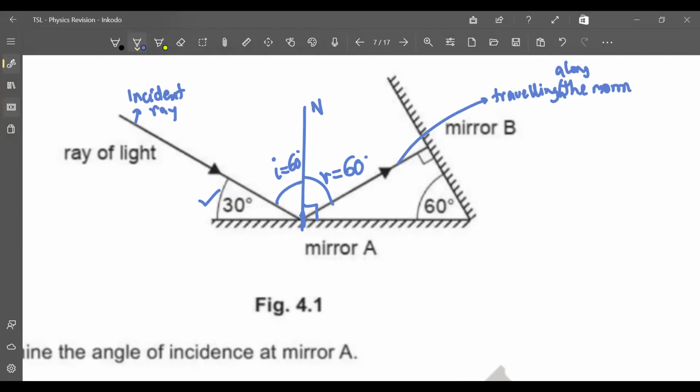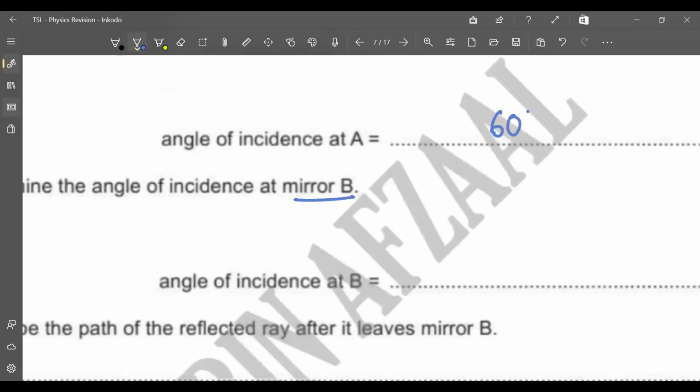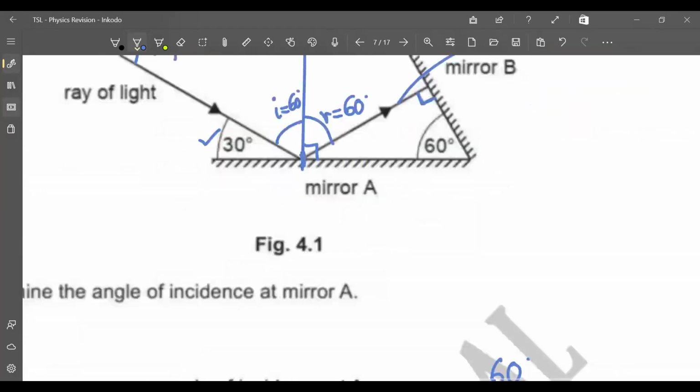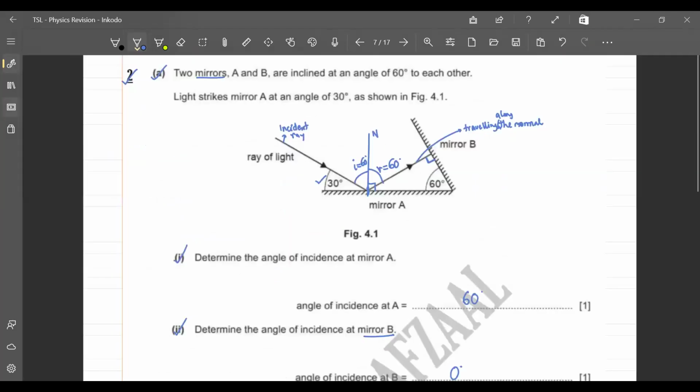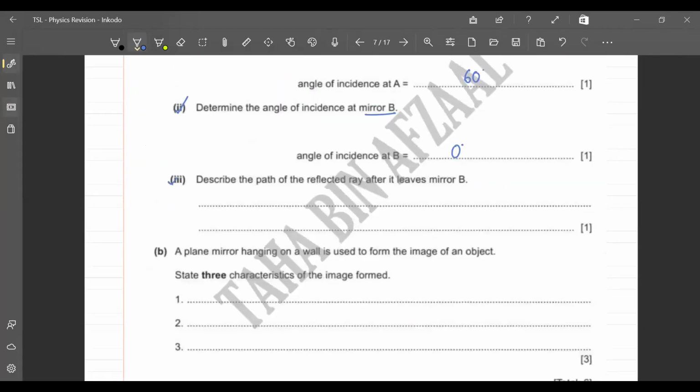So you need to understand that the ray is perpendicular to mirror B. Perpendicular means it hits the surface at 90 degrees. So the angle of incidence at mirror B has to be 0 degrees because there is no angular movement. The ray of light is traveling along the normal. Okay. Next is describe the path of the reflected ray after it leaves mirror B.